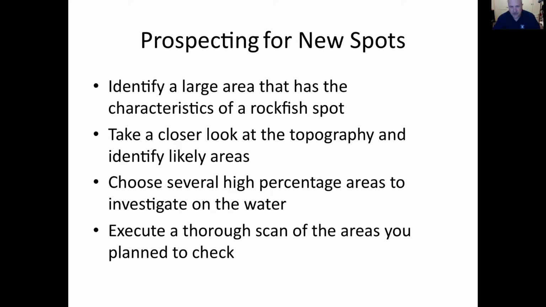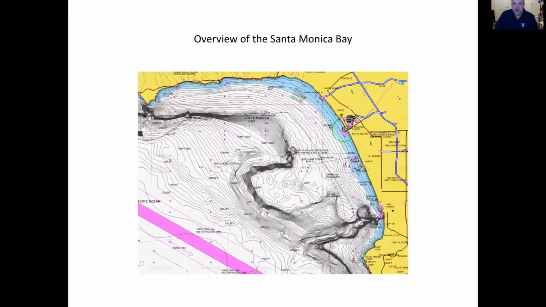There are tons of spots up and down the coast, and this applies wherever you're going. We're going to be taking a closer look at the topography and using that information to identify likely areas. And then in this process of prospecting, we're going to choose several high percentage areas within that bigger area that we can actually investigate in the water. And then we're going to execute a thorough scan of the area once we're on the water. That's a lot of words, but I'm going to show you some slides here that are going to make sense about this.